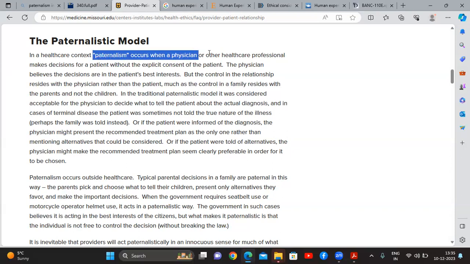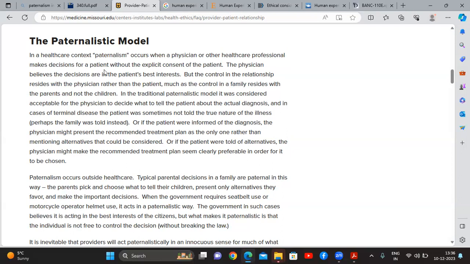This will occur when a physician or other healthcare professional makes decisions. If you are making decisions without their marzi, without their consent, without their decision, without them saying yes, if you are making their decision, you are engaging in paternalism.